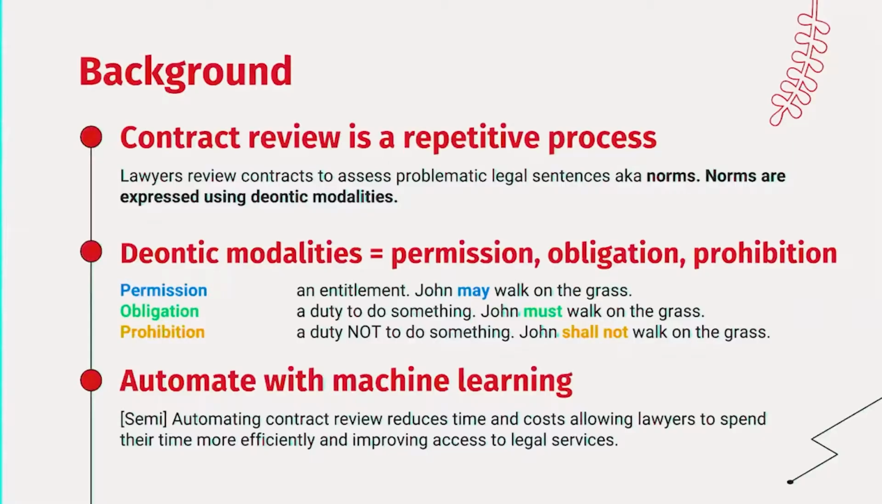So quick background, like I said, contract review is a repetitive process. We just sit and review, and the aim of the contract review is to identify problematic legal sentences. These are known as norms, and norms are expressed using deontic modalities. Essentially, a deontic modality is like a permission, obligation, or prohibition. So a permission would be an entitlement. You could say, Femi, you may walk on the grass. So he could choose to walk on the grass, but he doesn't have to.